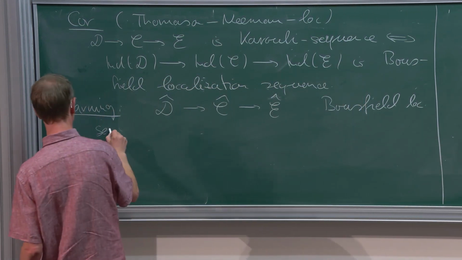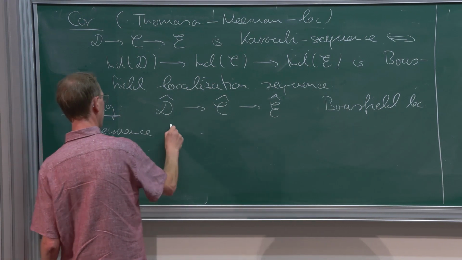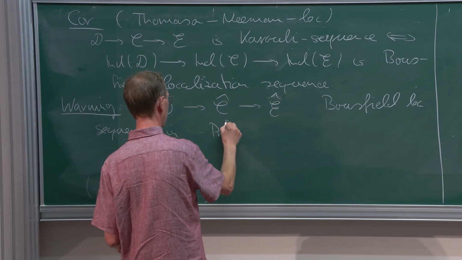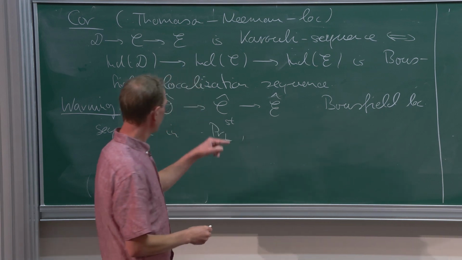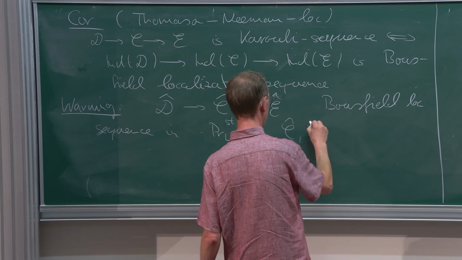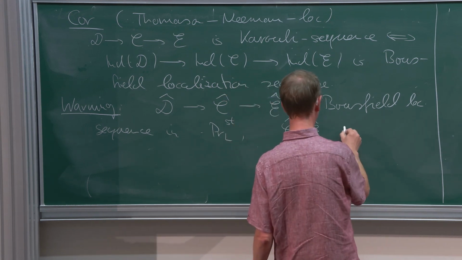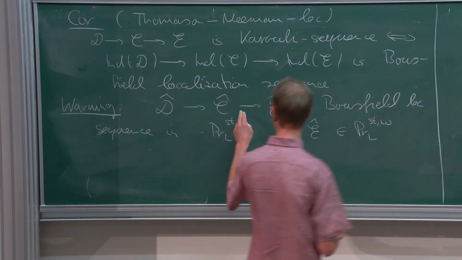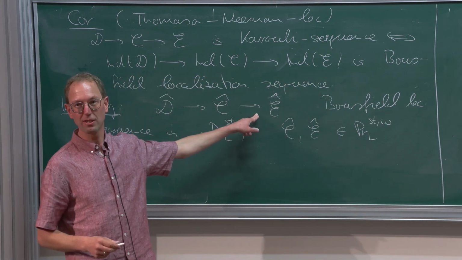Localization sequence in PrL^st. And let's also assume that \hat{C} and \hat{E} are compactly generated, so are in PrL^{st,ω}, and also that this functor here preserves compact objects.